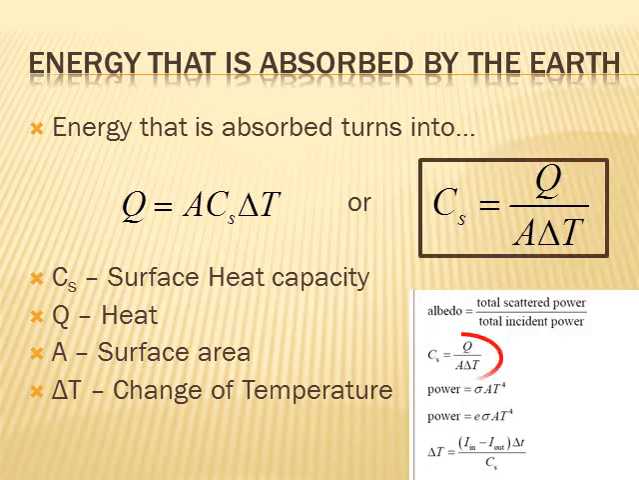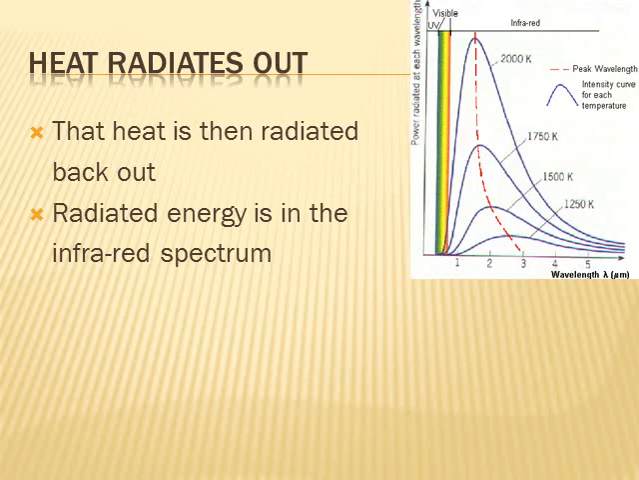Now, they actually give you this equation in your IB data booklet. So it's basically Q is equal to MC delta T, but they put it in a little weird form, right? They write it in terms of the surface heat capacity, and you can still use it.